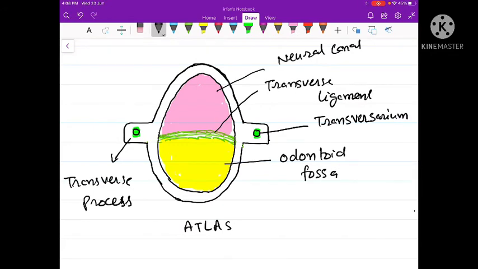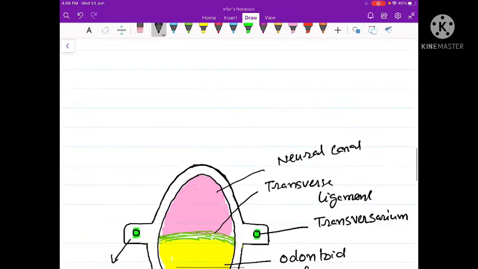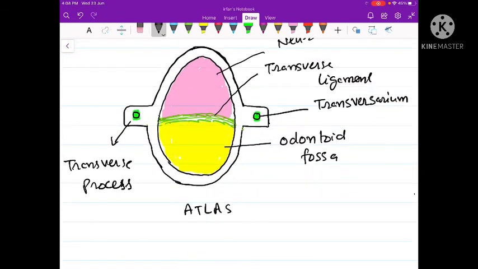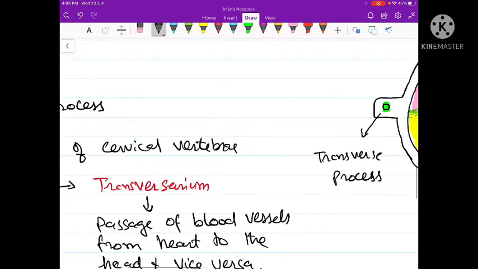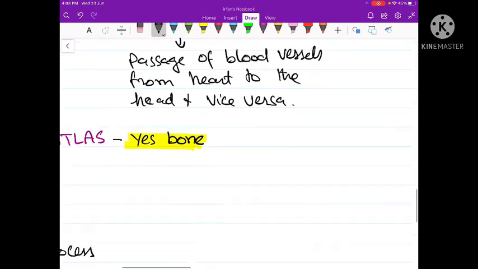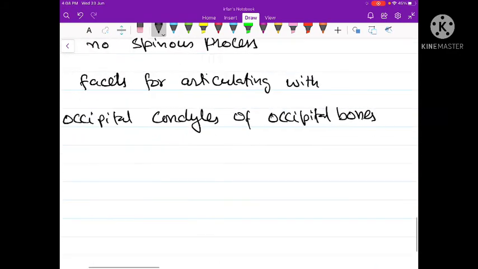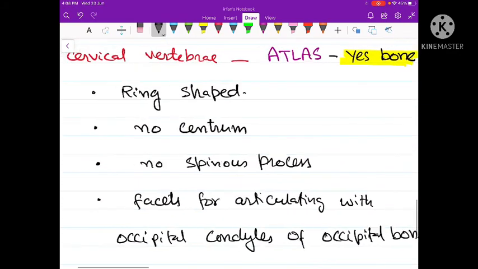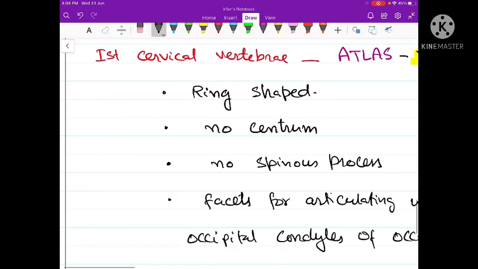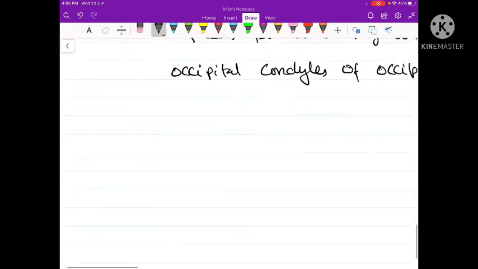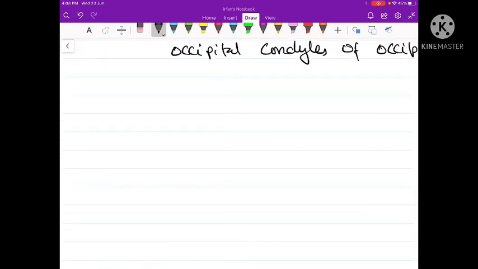So this is the shape of a typical cervical vertebra. First atypical cervical vertebra, that is the atlas. Now let us see the structure of the second cervical vertebra. As far as the second cervical vertebra is concerned, it is also an atypical vertebra. Like the first cervical vertebra, the second cervical vertebra is also an atypical cervical vertebra. So let us talk about that now.